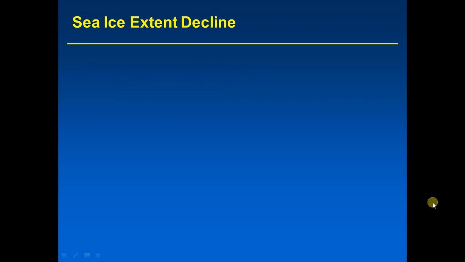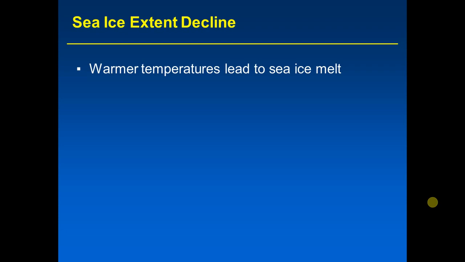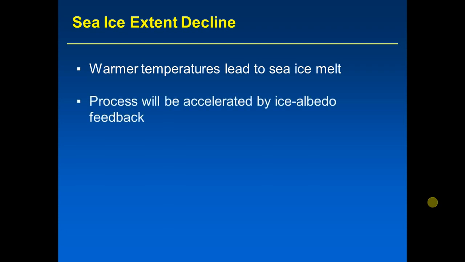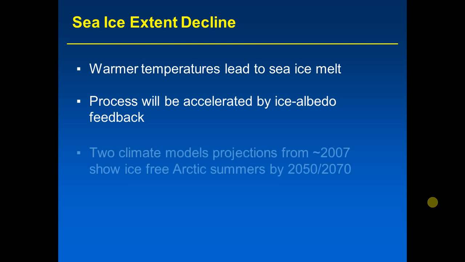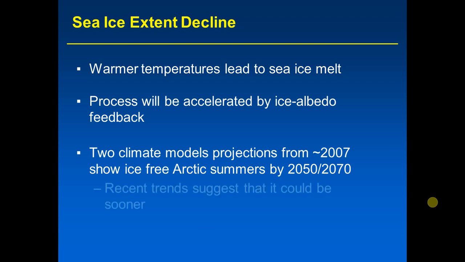Okay, and now talking about the left part of that previous figure, showing sea ice extent decline. We know that warmer temperatures lead to sea ice melt, and this process of the ice melting is accelerated by the ice albedo feedback. Two climate model projections from about 2007, nearly 10 years ago, show ice-free Arctic summers by 2050 and 2070. That's what you saw on that figure, right? But recent trends suggest that it could be sooner.